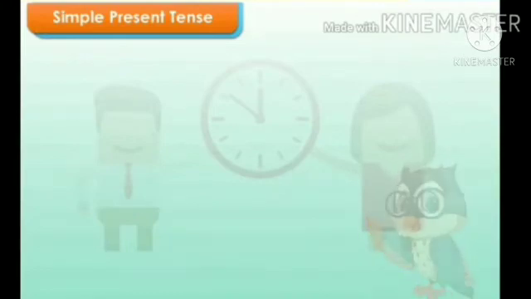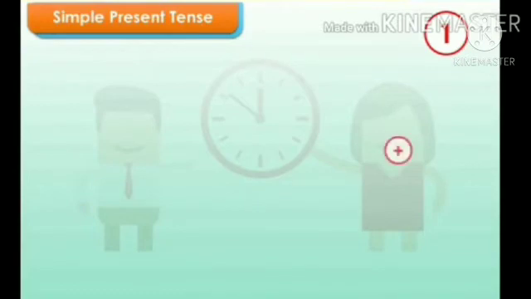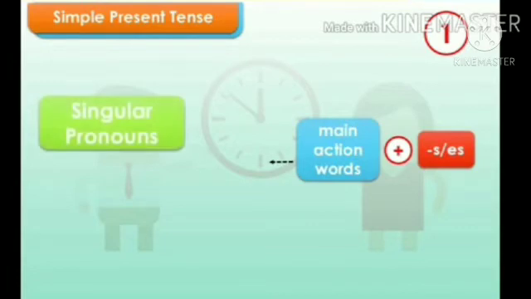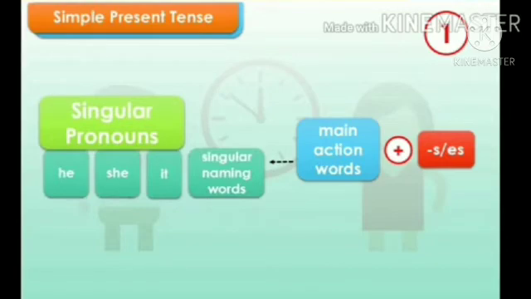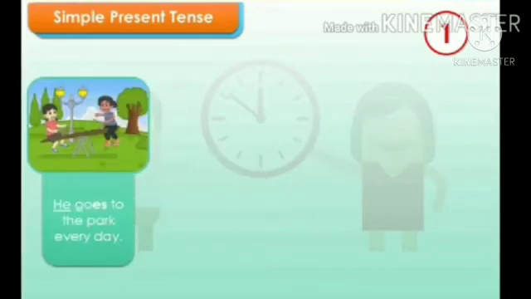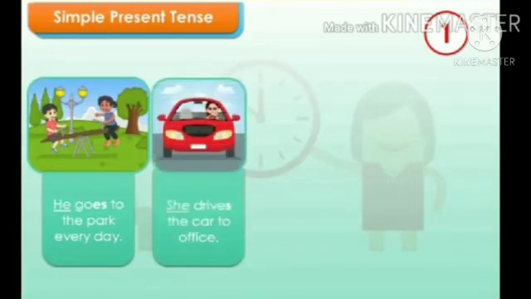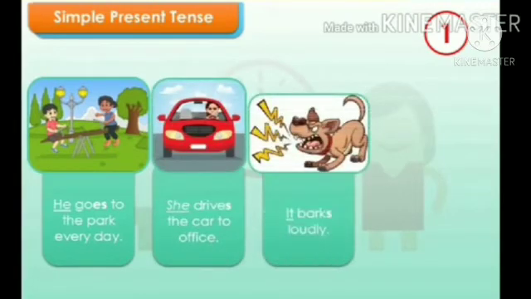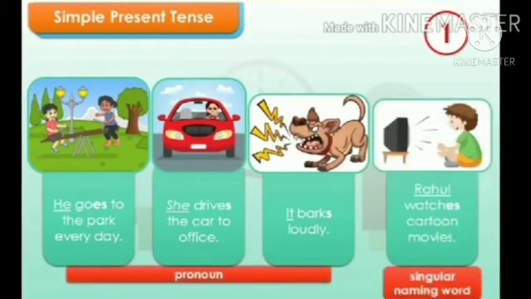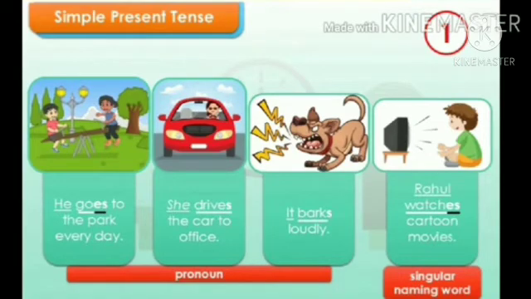Let us now see how to change action word to its simple present tense form. Add s or es to action words that come after pronouns he, she, it or singular naming words. For example, he goes to the park every day. She drives the car to office. It barks loudly. Rahul watches cartoon movies. Children, look at the action words in the first and last sentences. Goes and watches, we have added es to the action words, and in other sentences we have added s.